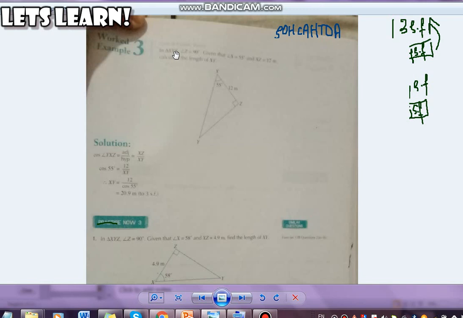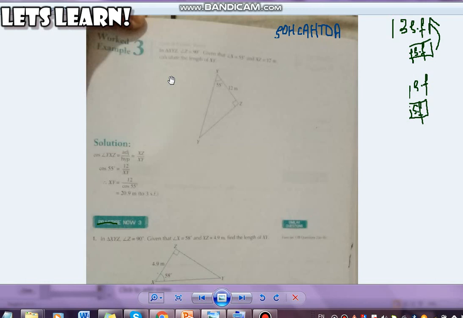Question: in triangle XYZ, angle Z is 90 degrees. They're talking about this angle. Given that angle X is 55 degrees, that is this, the acute angle, and side XZ is 12 meters, we need to calculate the length XY.